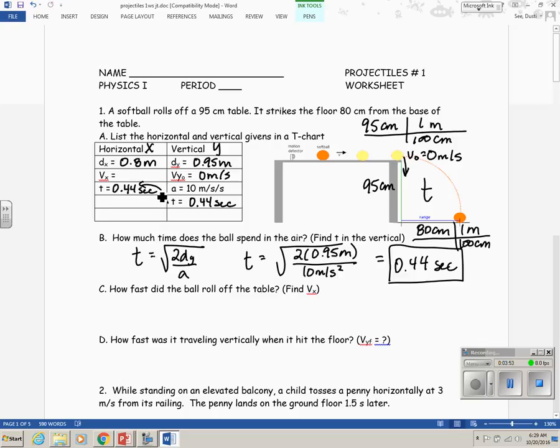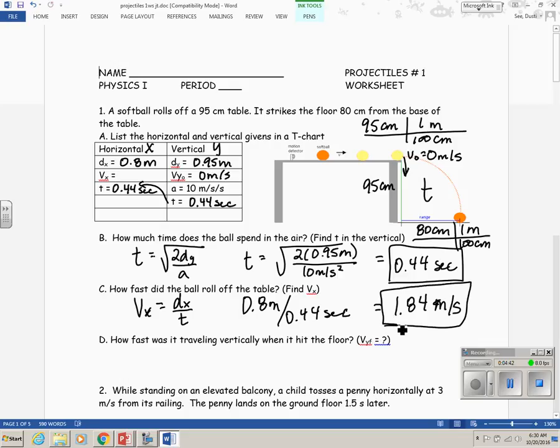Now, how fast did the ball roll off the table? So I'm trying to find the Vx. Well, if you remember, I told you Vx, the only formula I can use in the x-plane, is my dx divided by my t. So I have my dx, it was given to me as 0.8 meters. I have my t value as 0.44 seconds. Again, use that full value that's in your calculator. And now type that in. 0.8 divided by, go up and highlight your previous answer and bring it down. And you should end up with 1.84. And that is going to be meters per second.